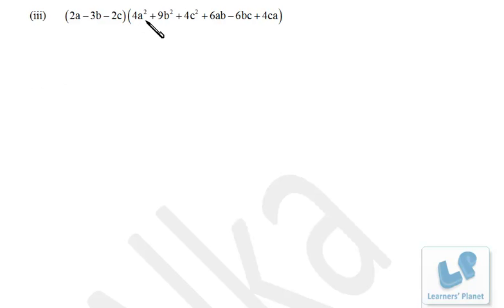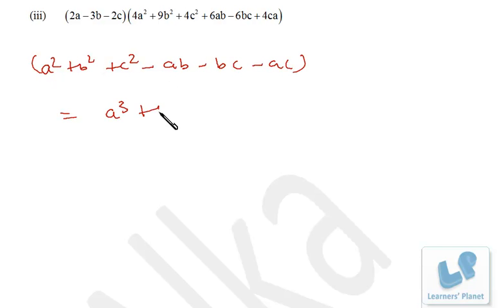One more problem based on the same identity. Here it's 2a square, here it is 3b whole square, and this is minus of this into this, right? So the same identity is there. So what you can do is a square plus b square plus c square minus ab minus bc minus ac is equal to a cube plus b cube plus c cube minus 3abc, right?